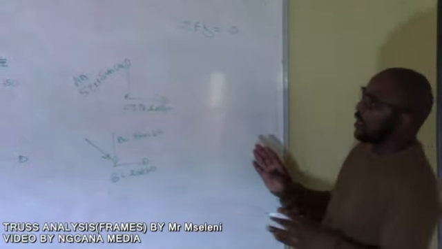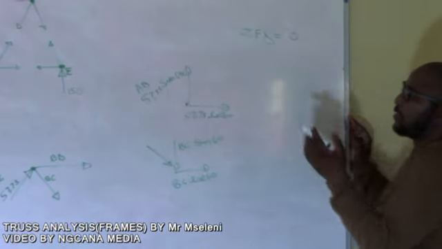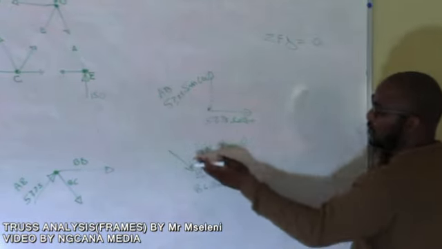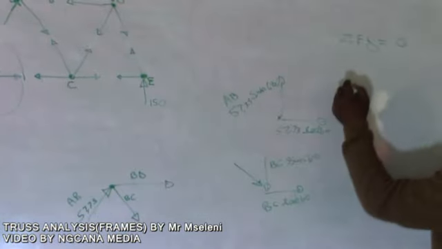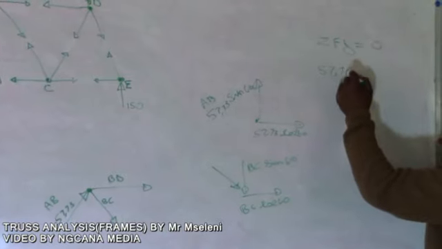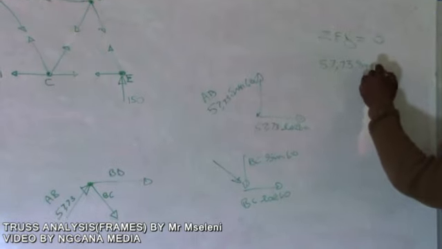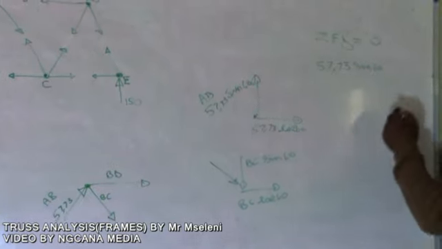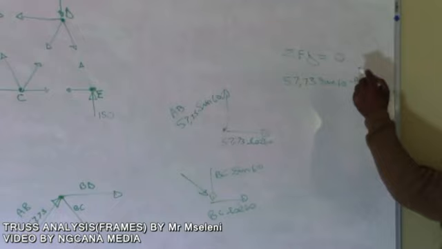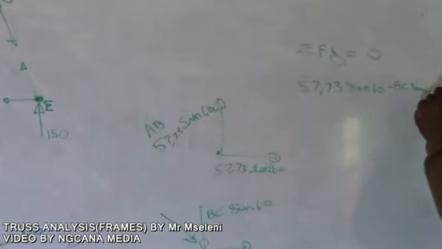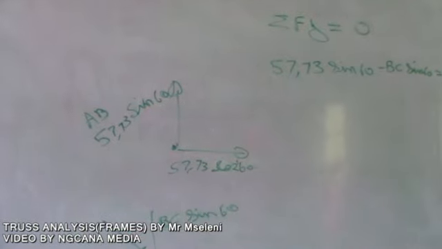Therefore, if you check, we've got this one, which is 57, that member of B, which is going up, and we also have BC, which is going down. Therefore, we say our 57.73 sine 60 degrees is going up, so we take it as positive, minus our BC sine 60 degrees, which equals 0. We calculate for BC because there's only one unknown.